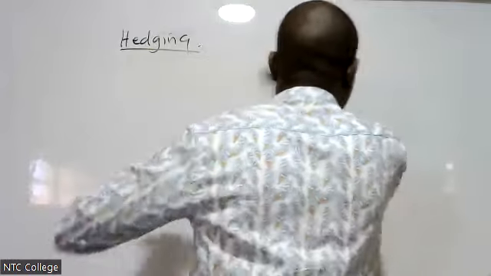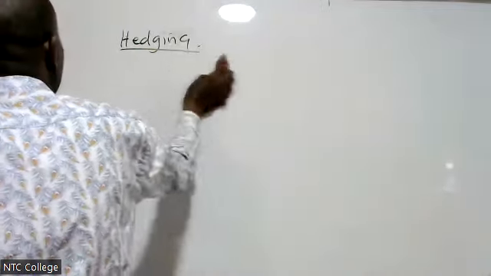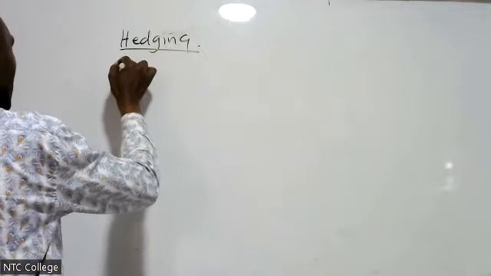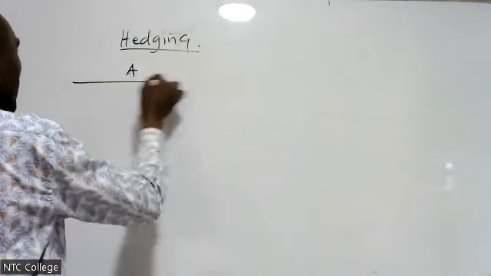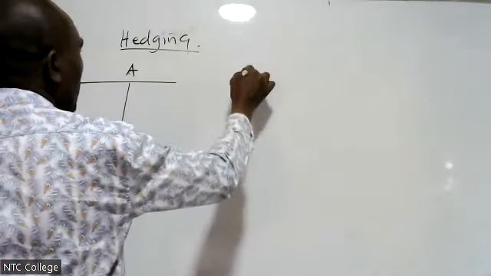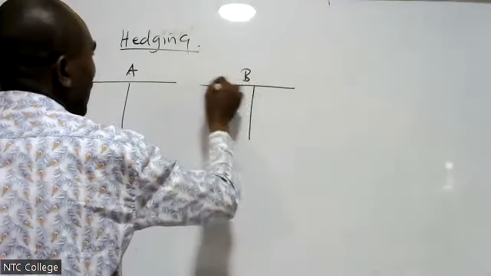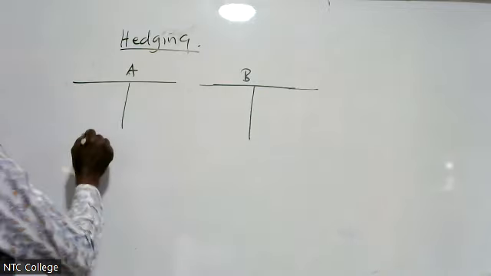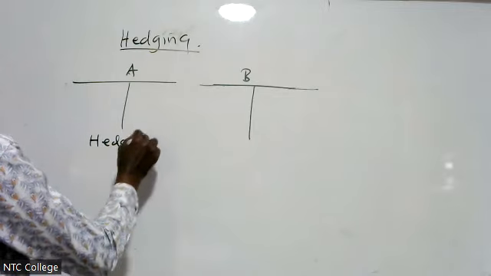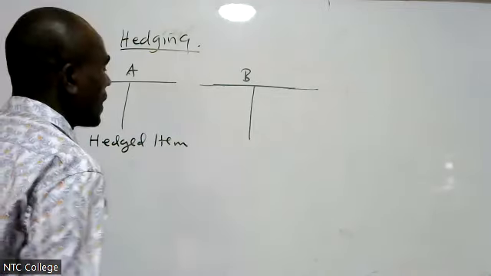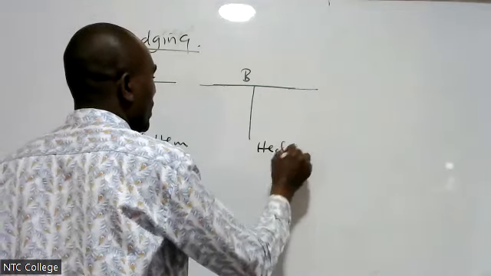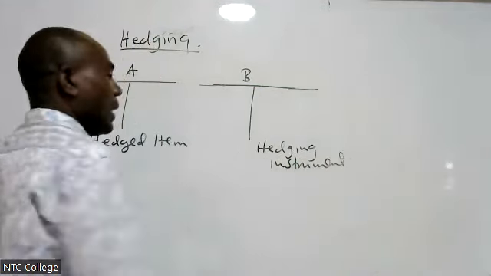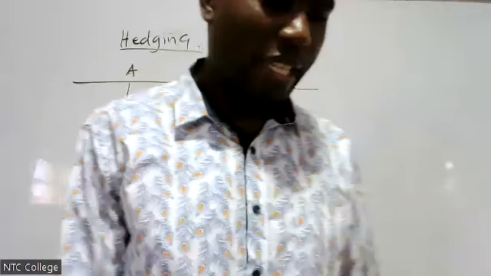We need to understand how we are going to account for the hedge in our books. Let's assume, for example, I have investment A and investment B. Investment A is the hedged item. Investment B is the hedging instrument. The hedging instrument and the hedged item.